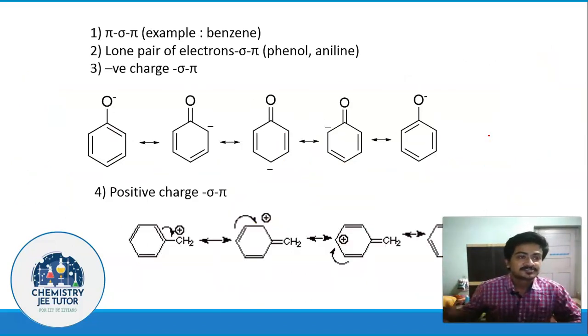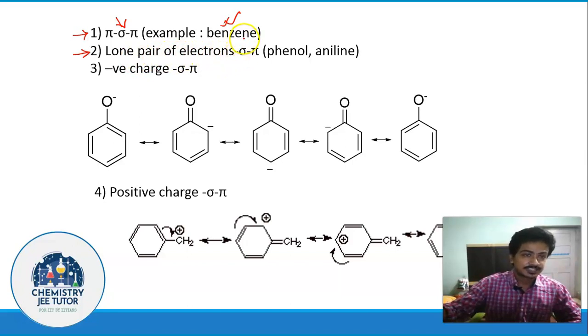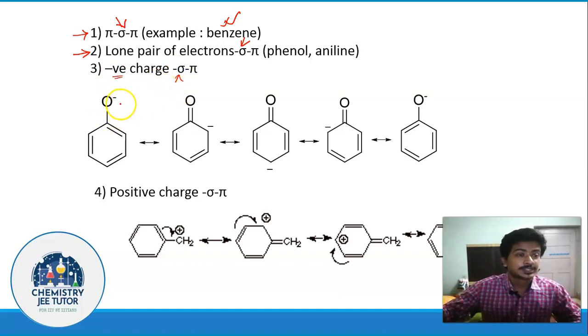Up to now what we have studied is resonance in a system like this, where pi electron was delocalizing with the help of a sigma bridge. The example was benzene. In the second case, what we have looked into is the delocalization of lone pair of electrons taking assistance from a sigma bridge. In the third example, what we are going to study today is the delocalization of a negative charge taking assistance of a sigma bridge. Now let us take phenolate. We were taking phenol up to now. Now let us take the example of phenolate.